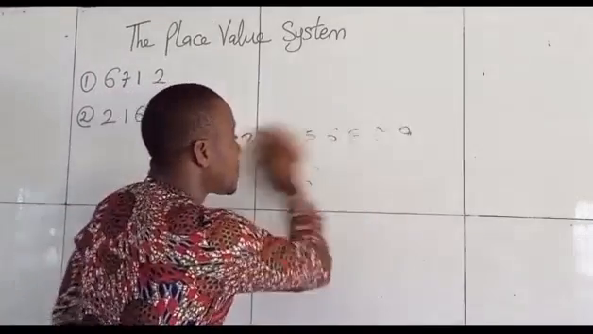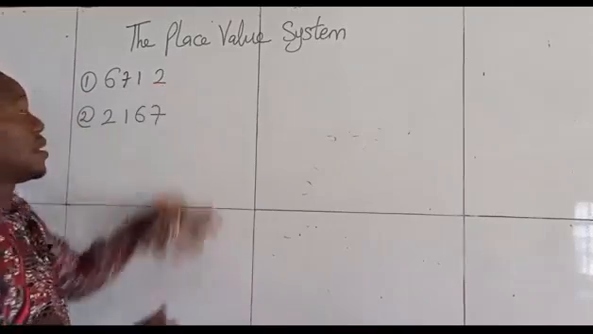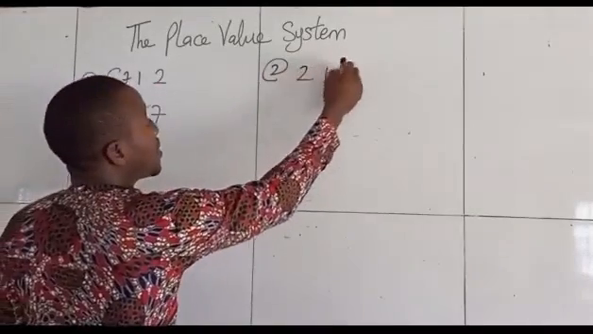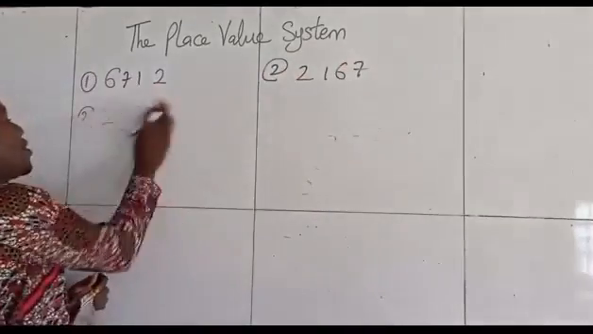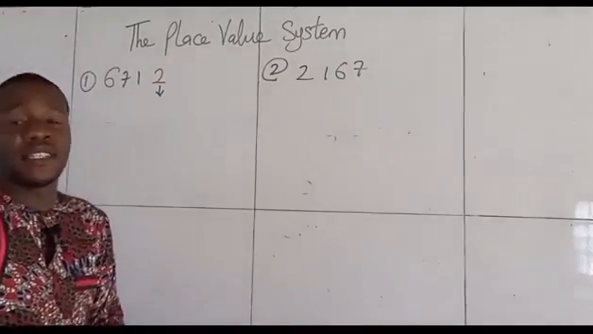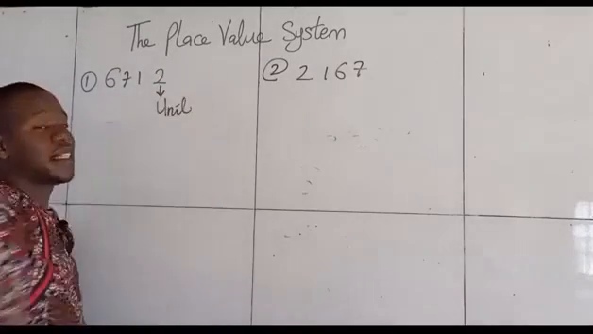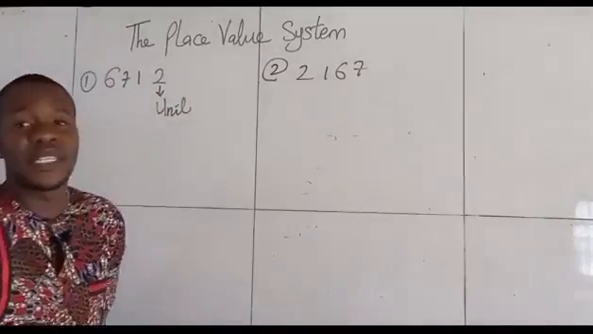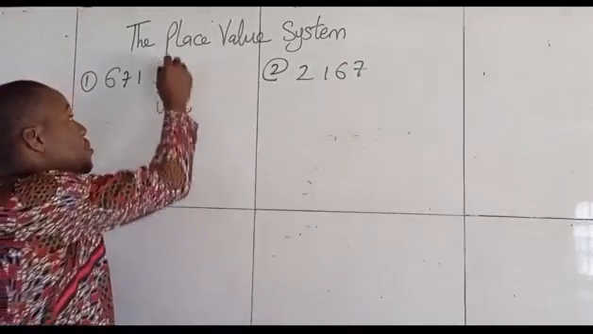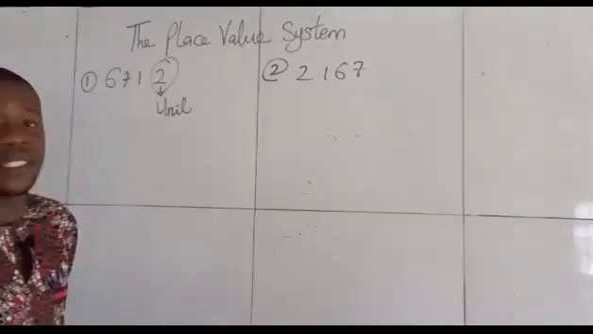All right. So when we talk of 2, the last number here, can I just quickly write this here? 2167. The last number here, 2, is in the value we call the unit. Unit means 1. So we can multiply 2 with 1, and that still gives you 2. That means this number is 2.